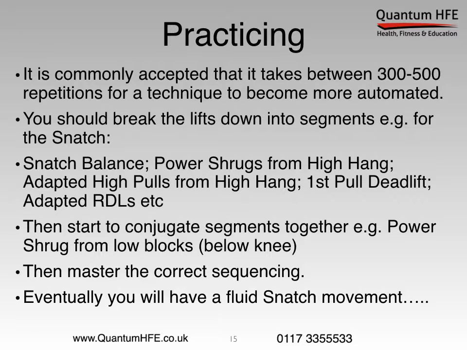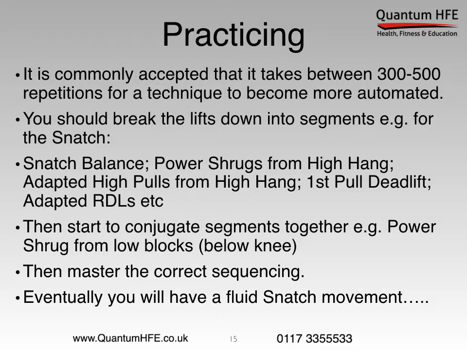We're going to go through the learning progressions and the best way of learning the lifts in one of the following modules, but we're just going to make a quick note on practicing. It is commonly accepted it takes between about 300 to 500 repetitions for a technique to become more automated or more autonomous, which means you don't have to think about it quite so much. It becomes a little bit more automatic and less in the conscious part of your brain. Best way of doing this, just like most sports, is if you can break the lifts down into segments and learn each segment and really groove the neural programming for each of these movements, then when we start applying all these movements together, it becomes much more fluid and much easier.